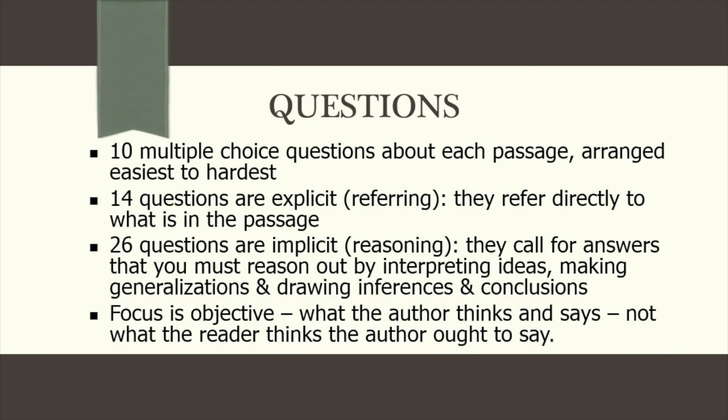There are 10 multiple choice questions about each passage. The questions are also arranged from easiest to hardest. 14 of the 40 questions are explicit questions. They will refer directly to the passage, and you can find the answer in the passage. 26 questions are implicit or reasoning questions that call for answers you have to reason out by interpreting ideas, making generalizations, making an inference, or drawing a conclusion.